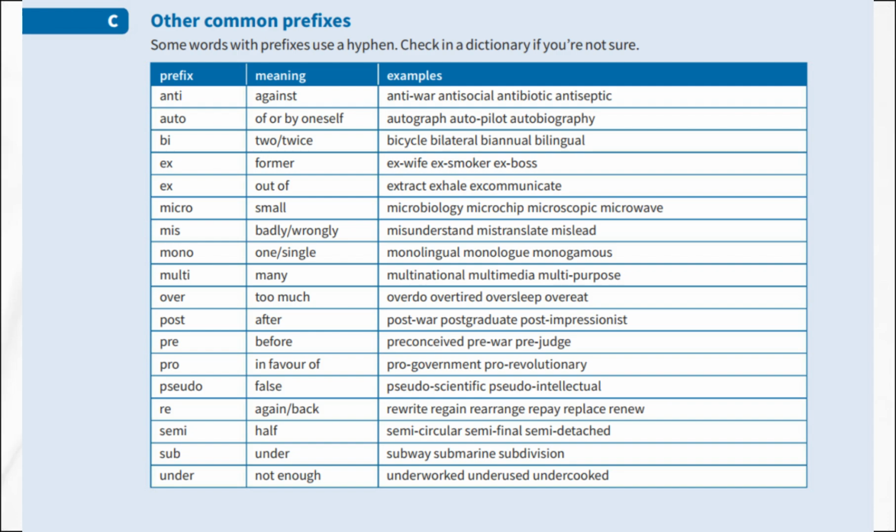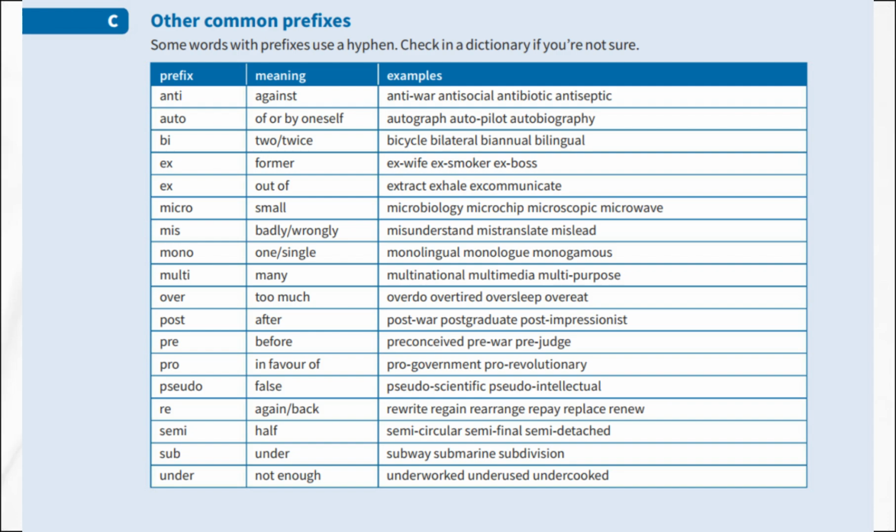Re means again or back. For example, rewrite, regain, rearrange, repay, replace, and renew. Semi means half. For example, semicircular, semifinal, and semi-detached. Sub means under. For example, subway, submarine, and subdivision. Under means not enough. For example, underworked, underused, and undercooked.